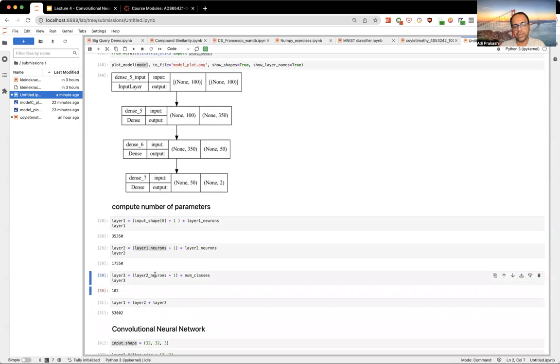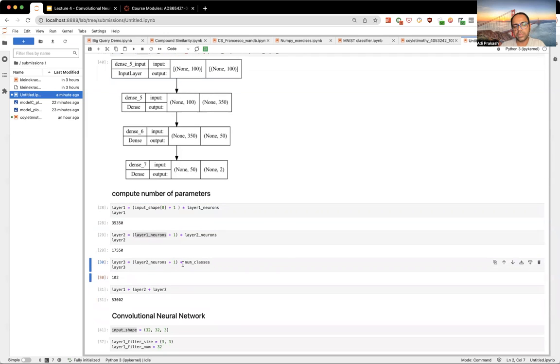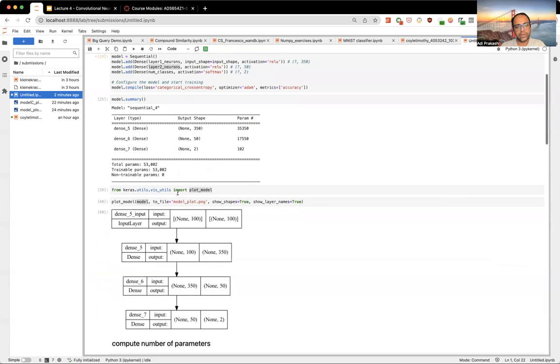Similarly for layer three, whatever is the input plus one for the bias, multiplied by, in this case, the number of neurons, which is the same as the number of classes, so three. Now if you add layer one, layer two, and layer three, you get 53,002, and you can see the number of trainable variables is this. So this was very easy.